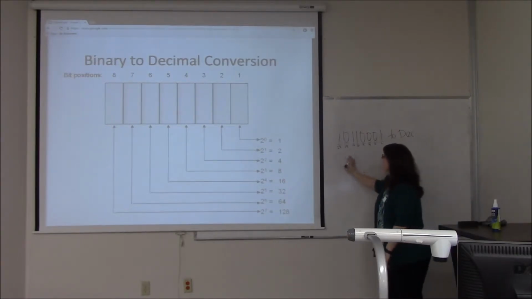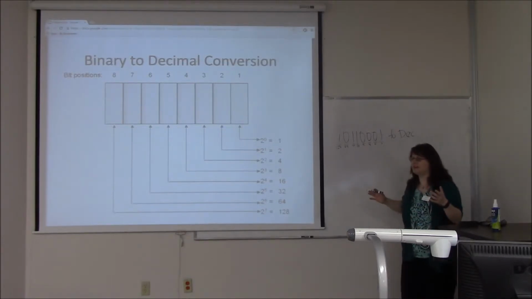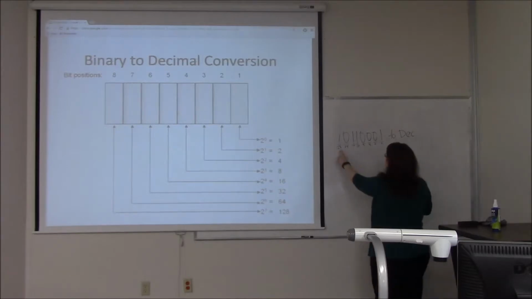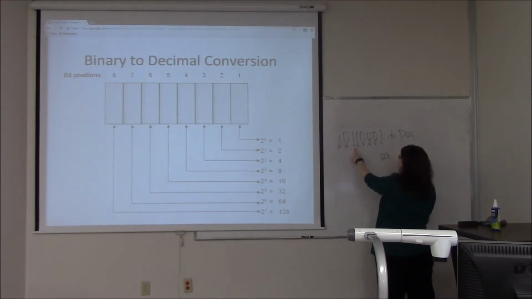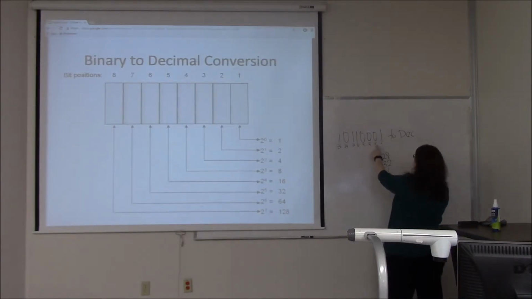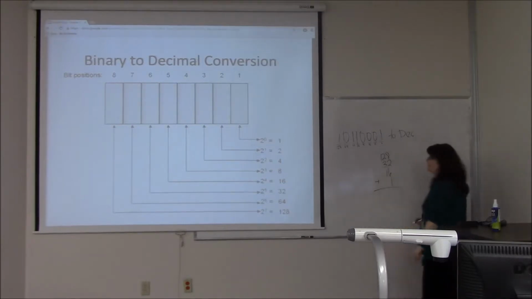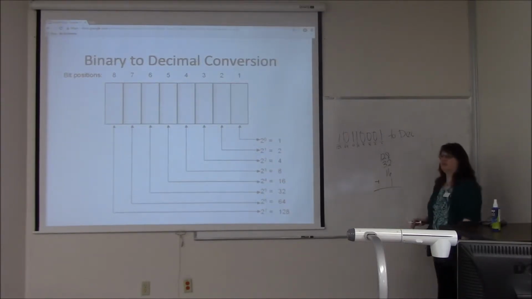If I want to convert this, this is how I do it. I take all the things that have a 1 beside them and I add them up. That's it. So this has a 1 beside it, so 128. This doesn't, so I don't care about it. This is a 32, so I add 32. 16 is not turned on, not turned on, not turned on, and 1. So when I add all of these things together, I get the decimal equivalent.